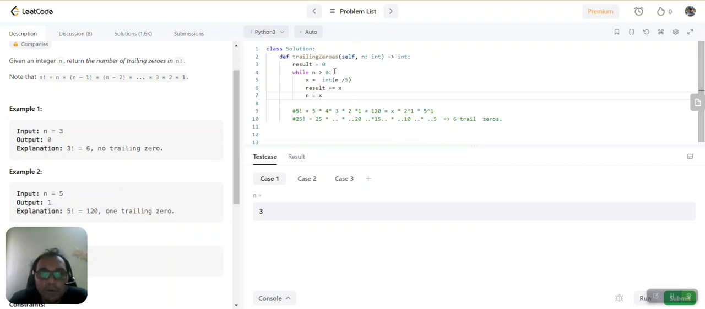Suppose we have 25, so first we'll get 25 by 5, which is 5, and our n would be 5. On the next iteration 5 is still greater than 0, so we'll get one more, n by 5, which is 1, so we'll get 5 plus 1, 6. Let's run all the test cases and we'll return our result.